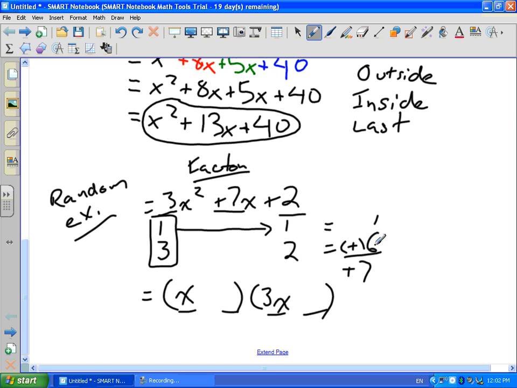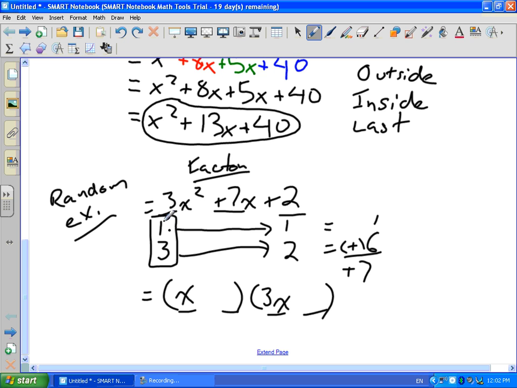Does positive 1 and positive 6 equal positive 7? Yep. So I know that I have to multiply the 1 times the 1. Guys, this is very important. Many of you guys made mistakes here. Because I'm multiplying 1 times 1, they have to go in opposite brackets.